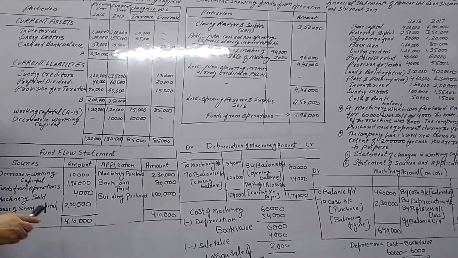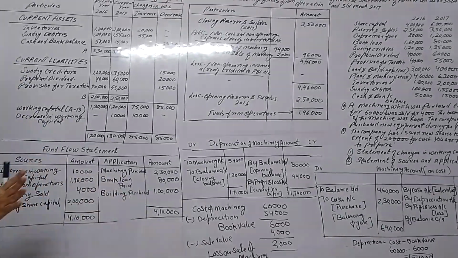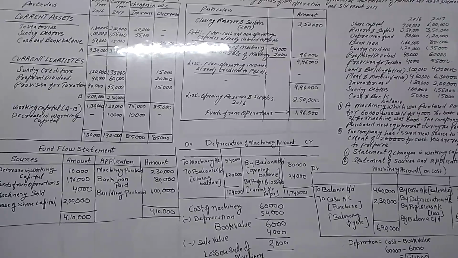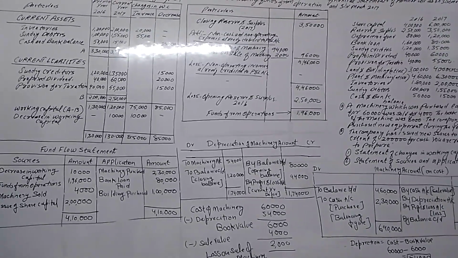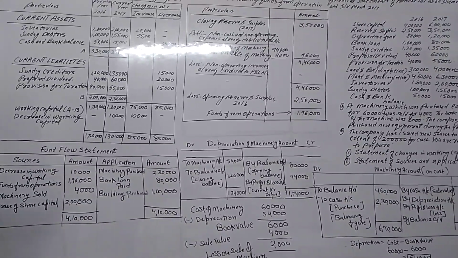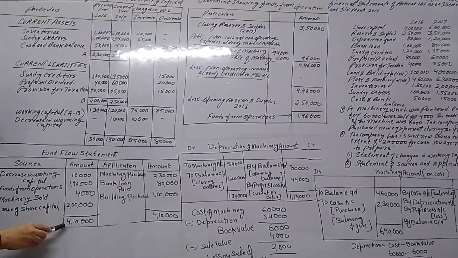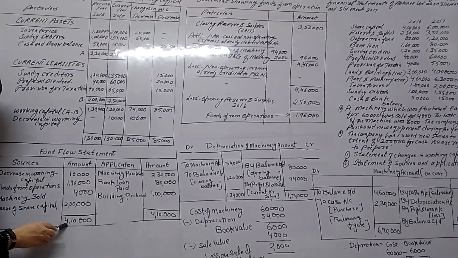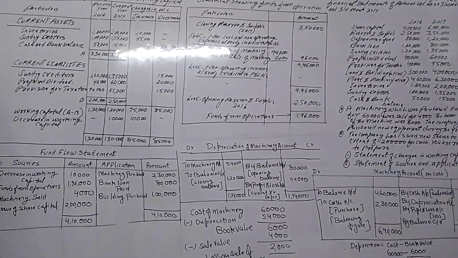Now if we add the sources side and the application side, both sides will have the same value. If we do not get the same value, that means we have made a mistake in the statement of working capital or the statement of funds from operation. So here we are getting 4,10,000 on the sources side and 4,10,000 on the application side.